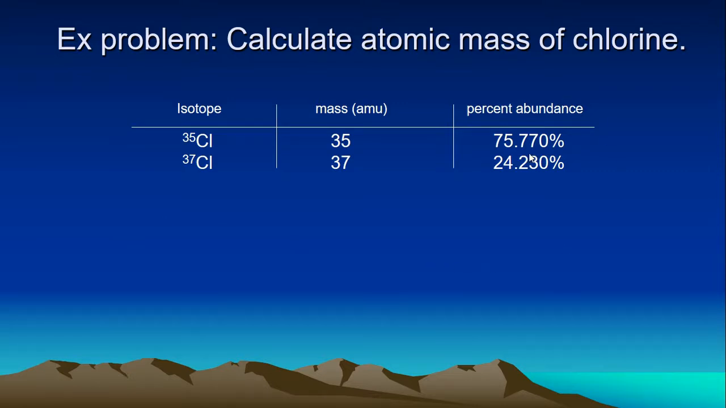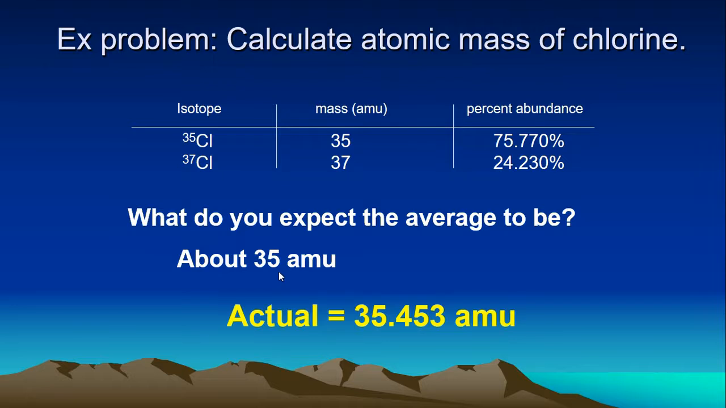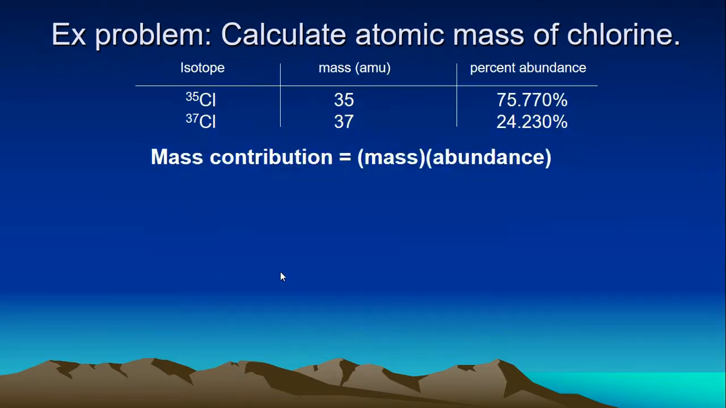And if you look at the percent abundance, almost 76% of chlorine 35 contributes to that weight, and only 25% is due to chlorine 37. So you would expect the average to be around 35, and we know that. We did that in the last one, and you can check it on the periodic table. But let's do the math. Let's actually calculate the atomic mass of chlorine.